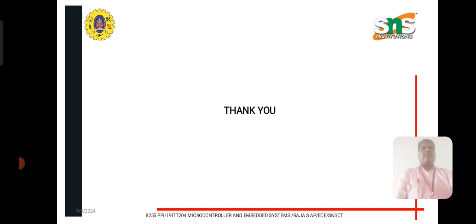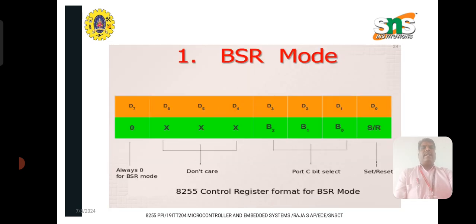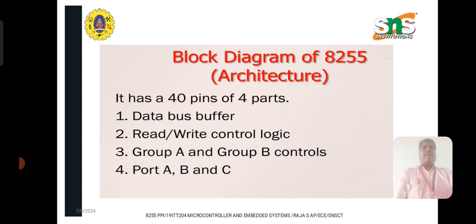Thank you for watching my video. In this YouTube video, I discussed the detailed explanation of the use of individual blocks in 8255. That is, what is the use of the data bus buffer. Mainly the data bus buffer is used for controlling the data between the programmable peripheral interface and the microprocessor. Then read-write control logic: depending upon the read bar or write bar, the microprocessor will choose the read operation or write operation. Then the use of group A and group B control.